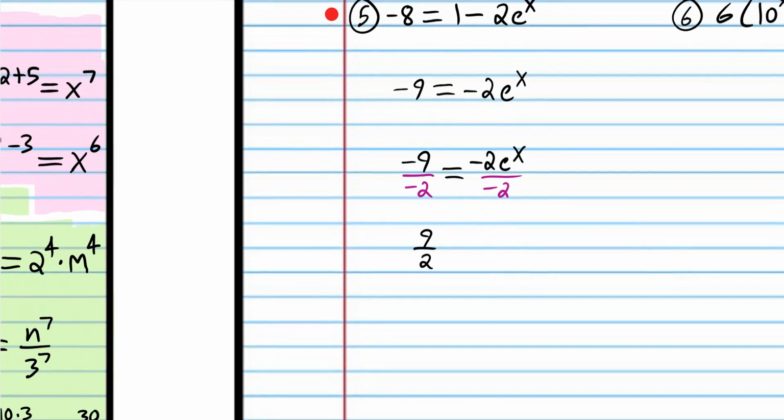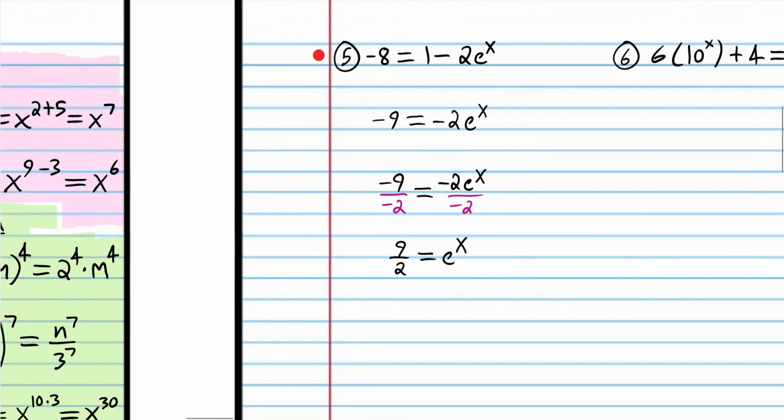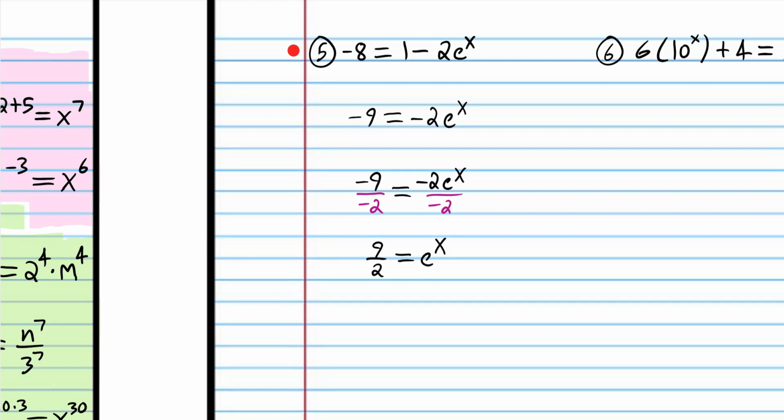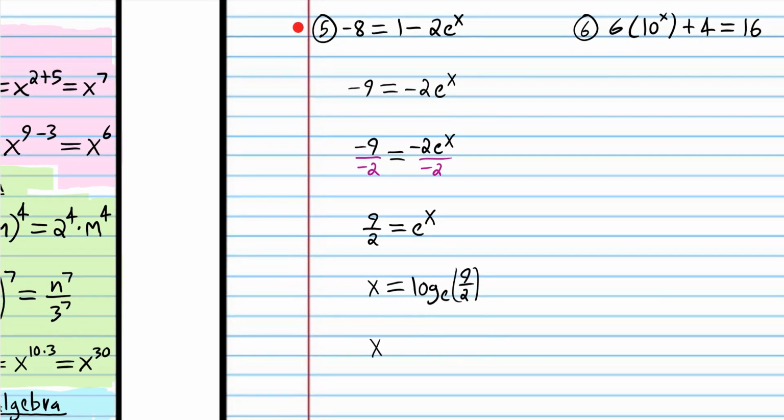So we have 9/2 is equal to e to the x. And this is the crucial step where we need to understand that all we're doing is just telling our calculators what to do. We need to tell our calculator log base e of 9/2. But remember, log base e is abbreviated as ln, natural log.